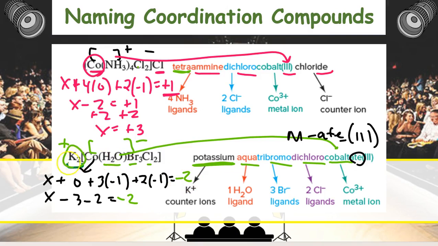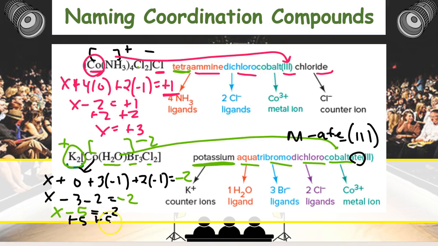Why is it minus 2? It's because there's 2 potassiums here. And so if there's 2 potassiums, that means you needed 2 positive charges to balance out 2 negative charges from the complex anion. So sorry about that. So you're going to have X minus 3 minus 2, which is going to be X minus 5 is equal to minus 2. Make sure I have a better view there. Okay, X minus 5 is equal to minus 2.